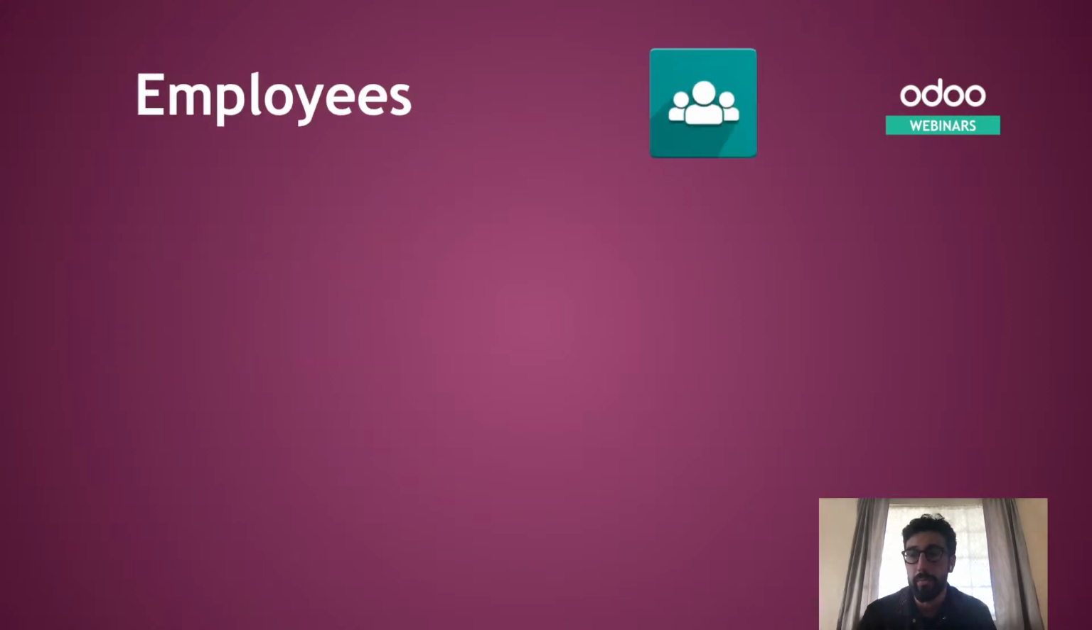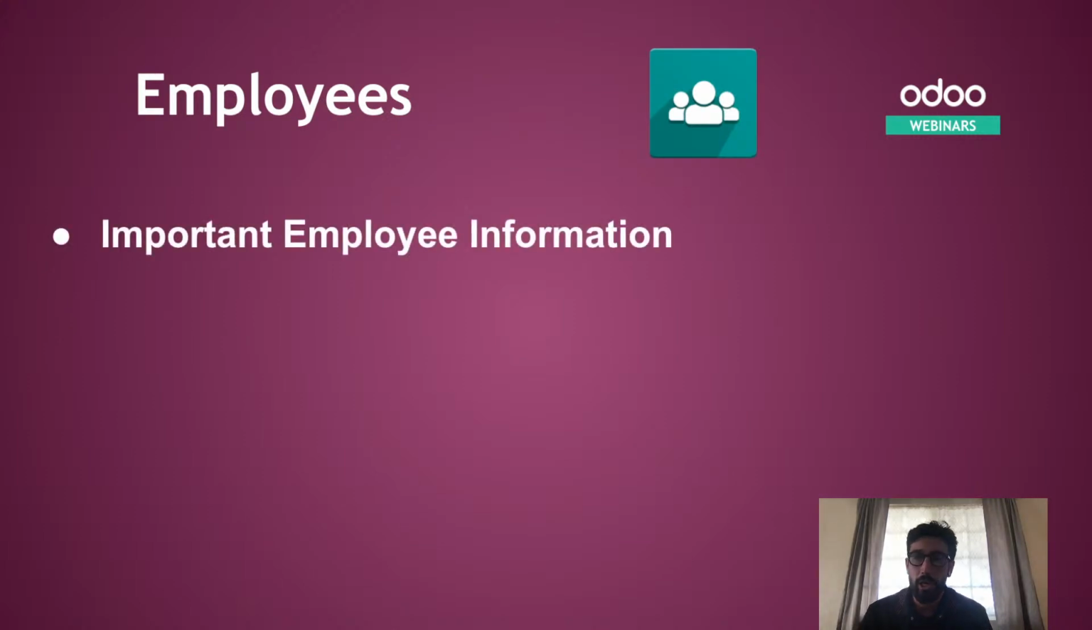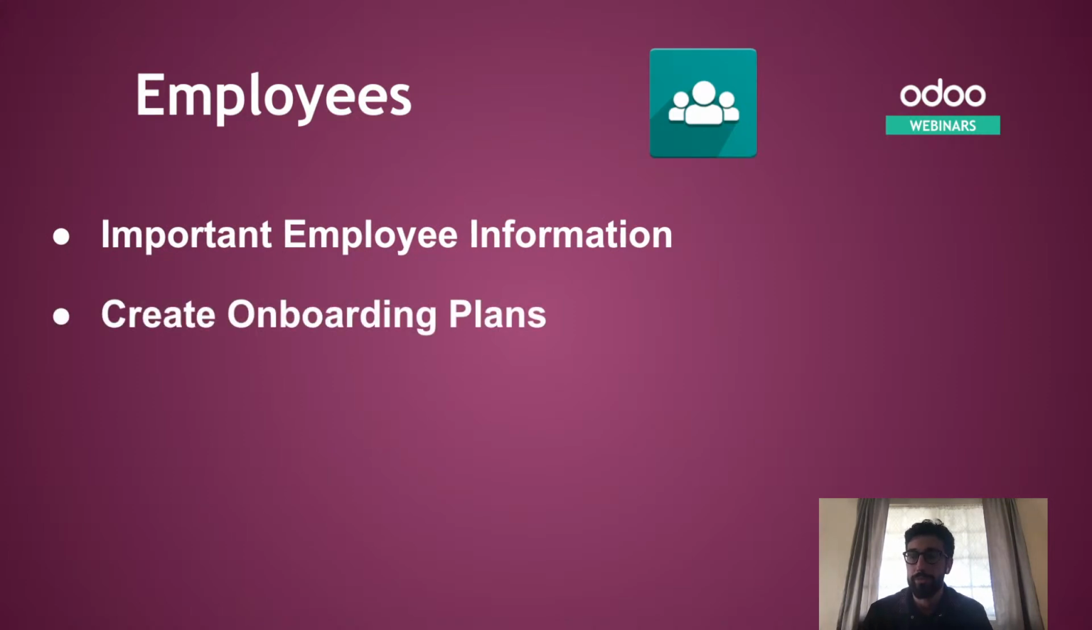Next one is our employees application. This one's important because it helps you track important employee information. And also you can create onboarding plans as well as an HR recruiter. Internally, we use the employees application to keep track of all our different employees that we have here in the company. Also, we can look at all the hierarchy structure, so we can keep track of who's connected to who, as far as the departments, and also whose managers are connected to that specific employee.